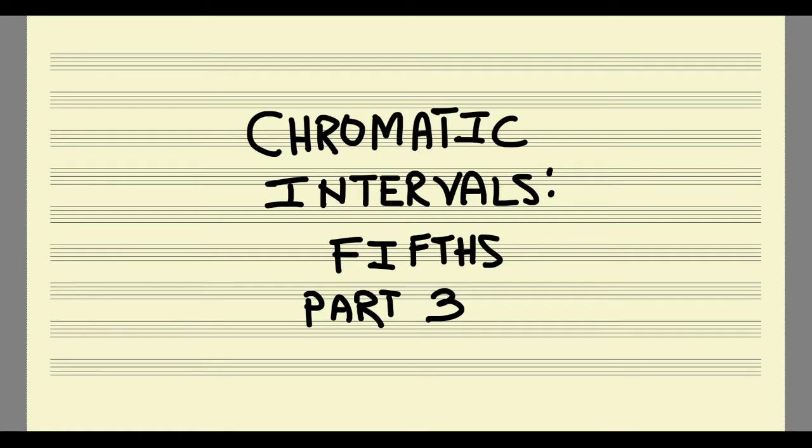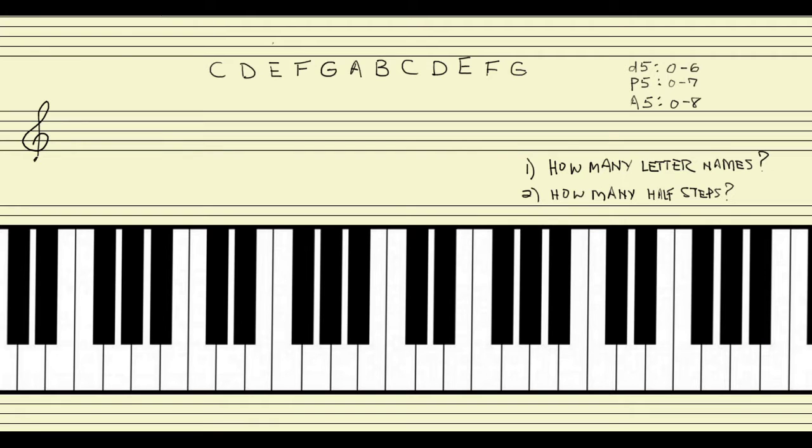If we want to make an augmented fifth or a diminished fifth, we go through the exact same process we went through to make a perfect fifth. The only difference is in the half steps. A perfect fifth had 7 half steps, where a diminished fifth will have 6, and an augmented will have 8. So let's try a couple of examples right now.